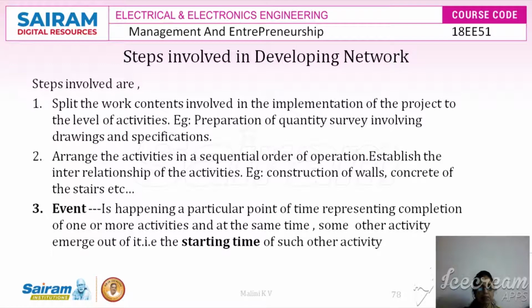The second step in developing the network is to arrange the activities in the sequential order of operation and establish the interrelationship of the activities. If we are constructing a house or a building, then construction of the walls, concreting of the stairs, and constructing the second floor, plastering, painting and the fabrication, all these sequential operations have to be done. They have to be arranged in sequential order, and we have to establish the interrelationship of the activities. The third one is the event.